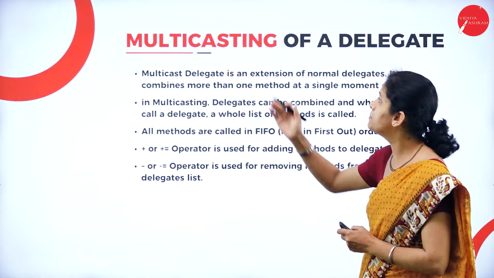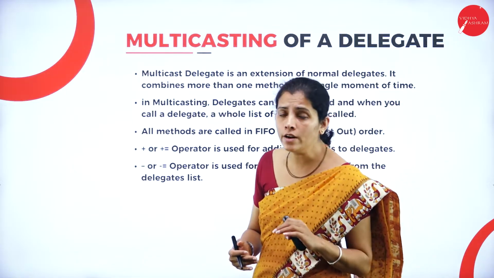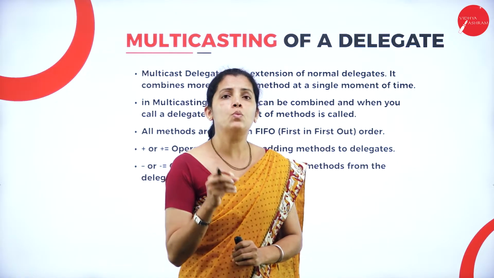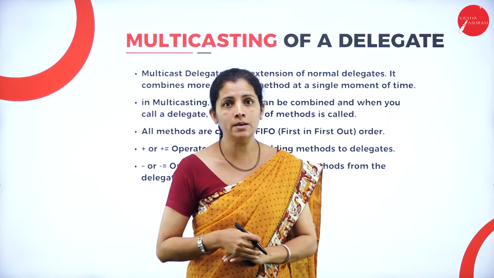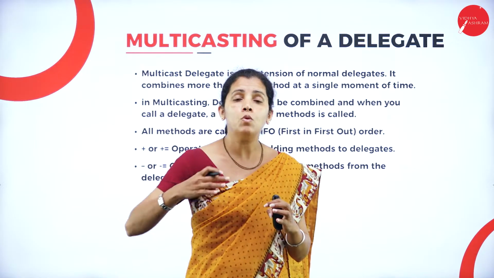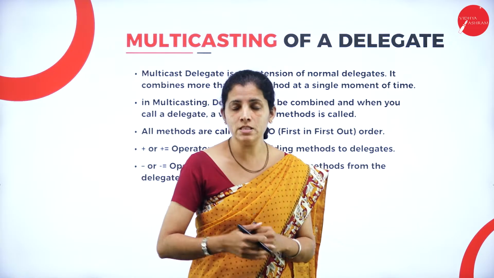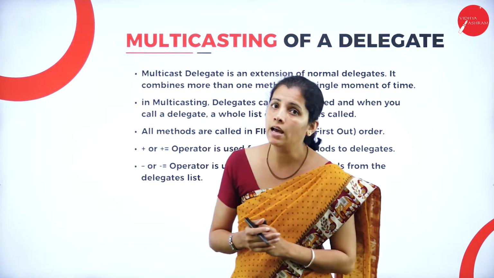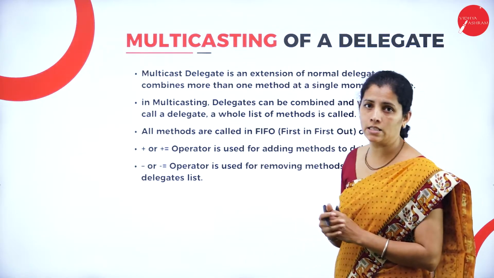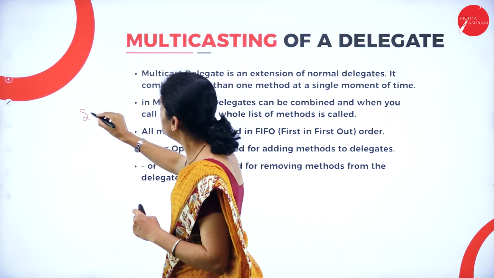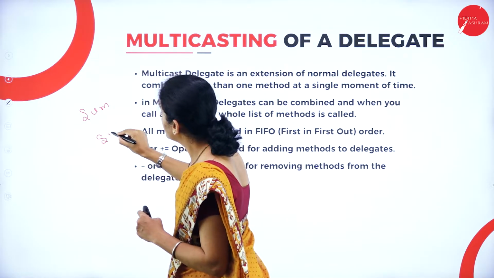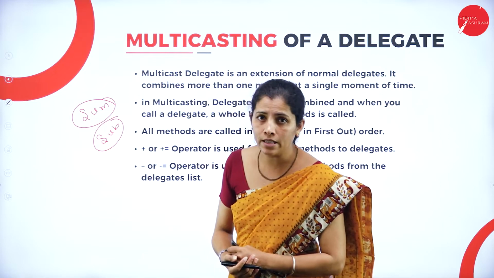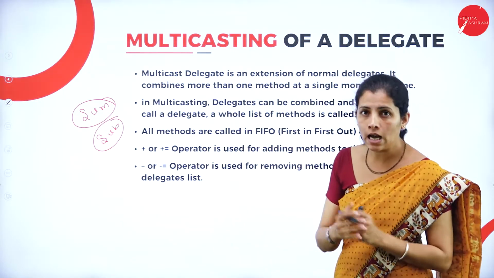Now let me discuss the multicasting delegate, what is the need of it, and when we are going to use it. So what is a multicasting delegate? If I want to create a reference for more than two methods, then I'm going to use multicasting delegates. For example, think that I have sum and I have subtraction. These are the two methods I have. For these two methods, I want to create the reference. For that, I'm going to use a multicasting delegate.